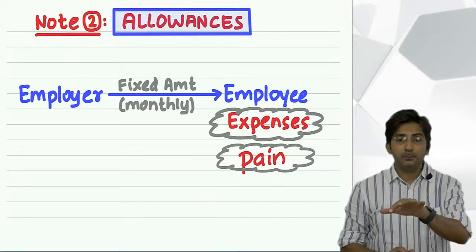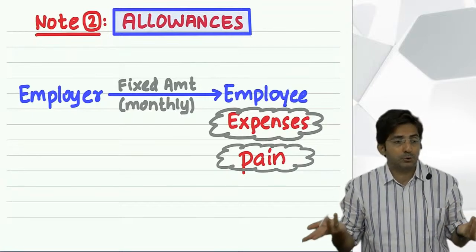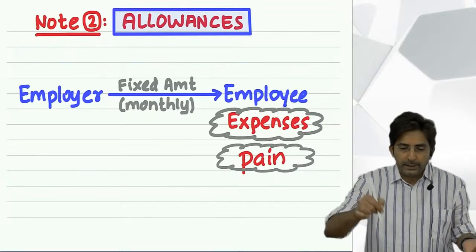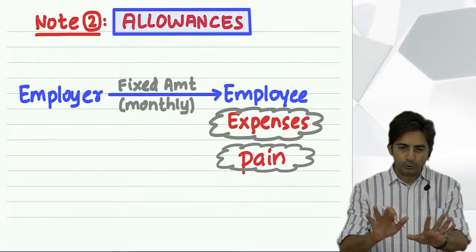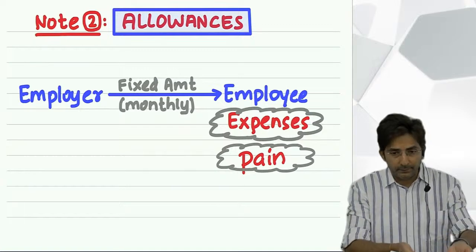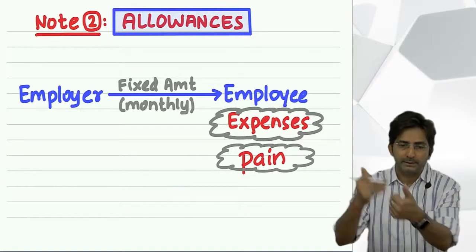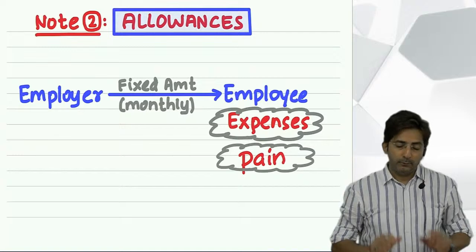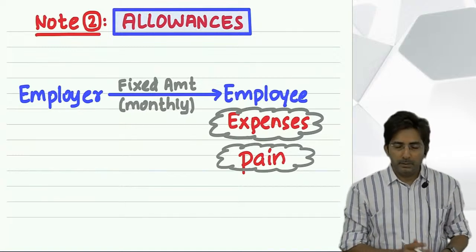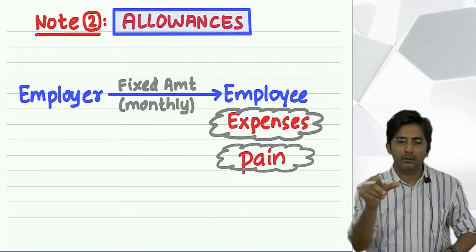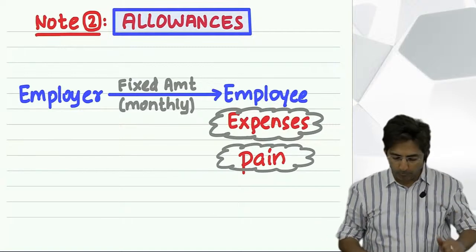And how much he has spent, we will not come to know as a student. It will be given in the question. In the question, they will also give you how much he has received and they will also give you how much he has spent. And one thing is sure, how much he has received will be a fixed monthly amount. But whatever he has spent, that actual amount they will give in the question.